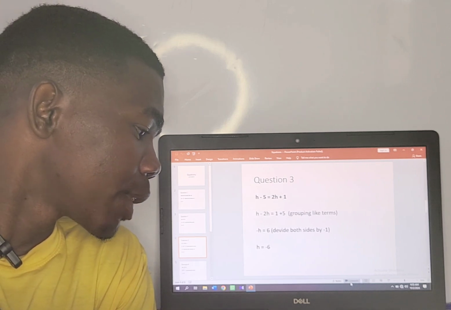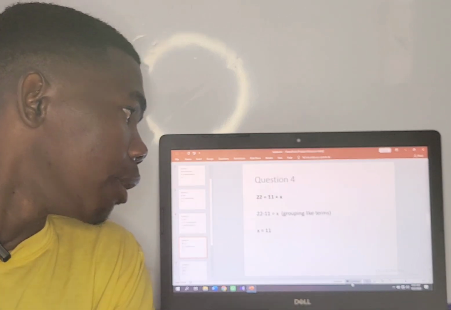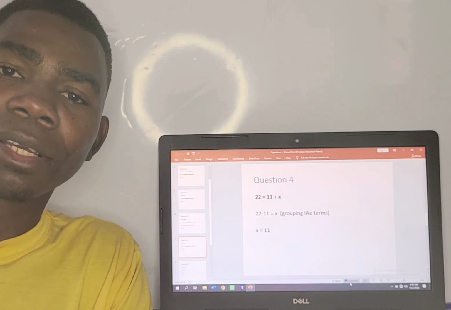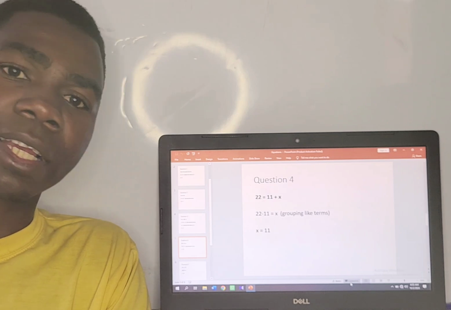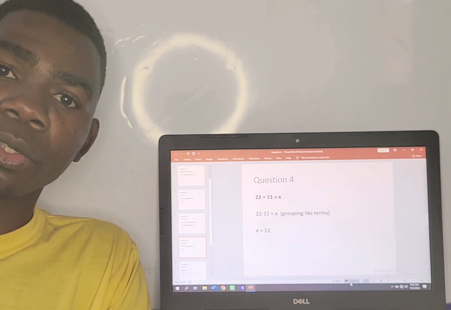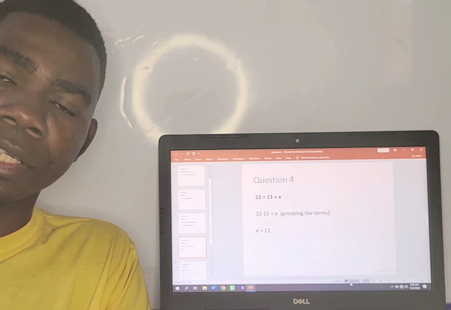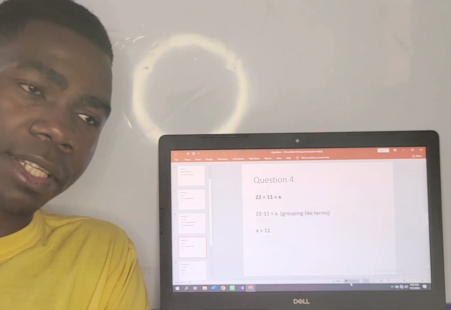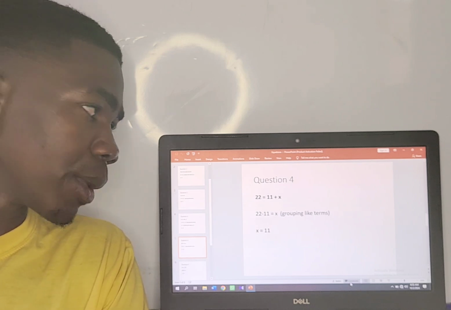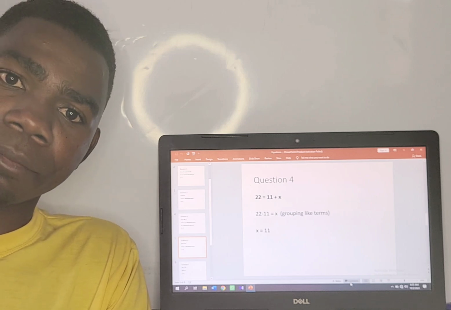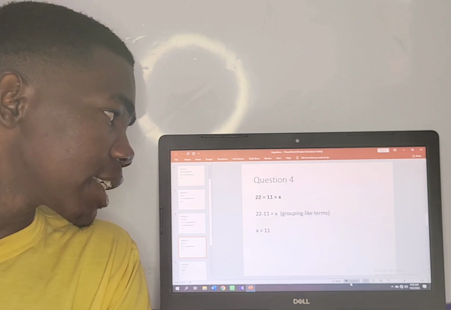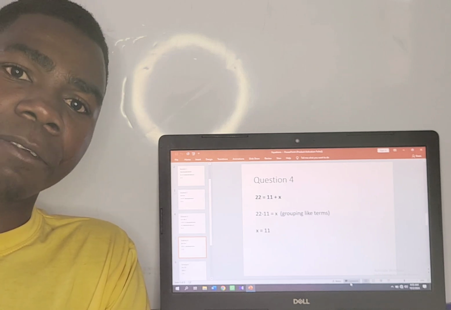Let's move on to the fourth problem. On this one, we are given 22 equals 11 plus x. So you want to find the value of the unknown, which is x. For us to find the value of x, let's group the like terms. So we are saying 22 minus 11, since these are the like terms we have now. 22 minus 11 equals x.